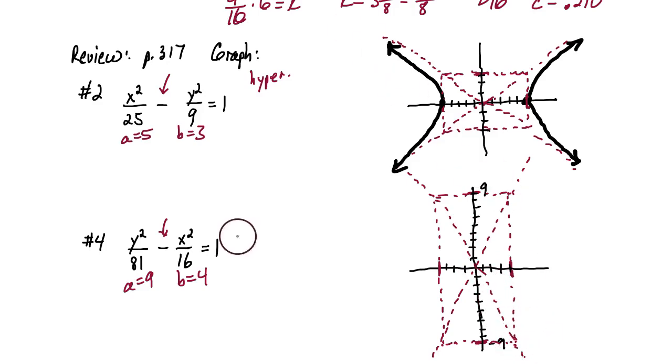And now we'll fit in our branches. The y squared term was first, so that's the up and down hyperbola. Touching right there and going along the asymptote and close to that asymptote. And then touching here at -9, going right along there and right along there.